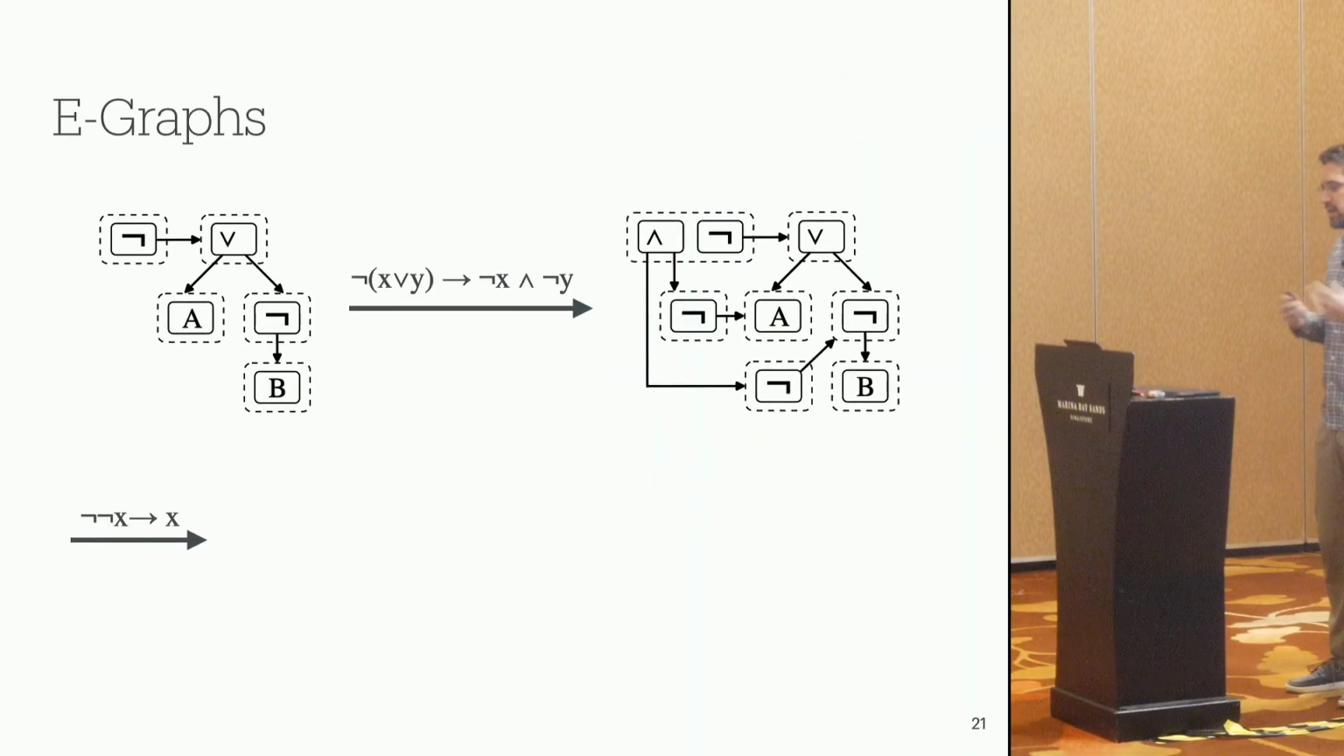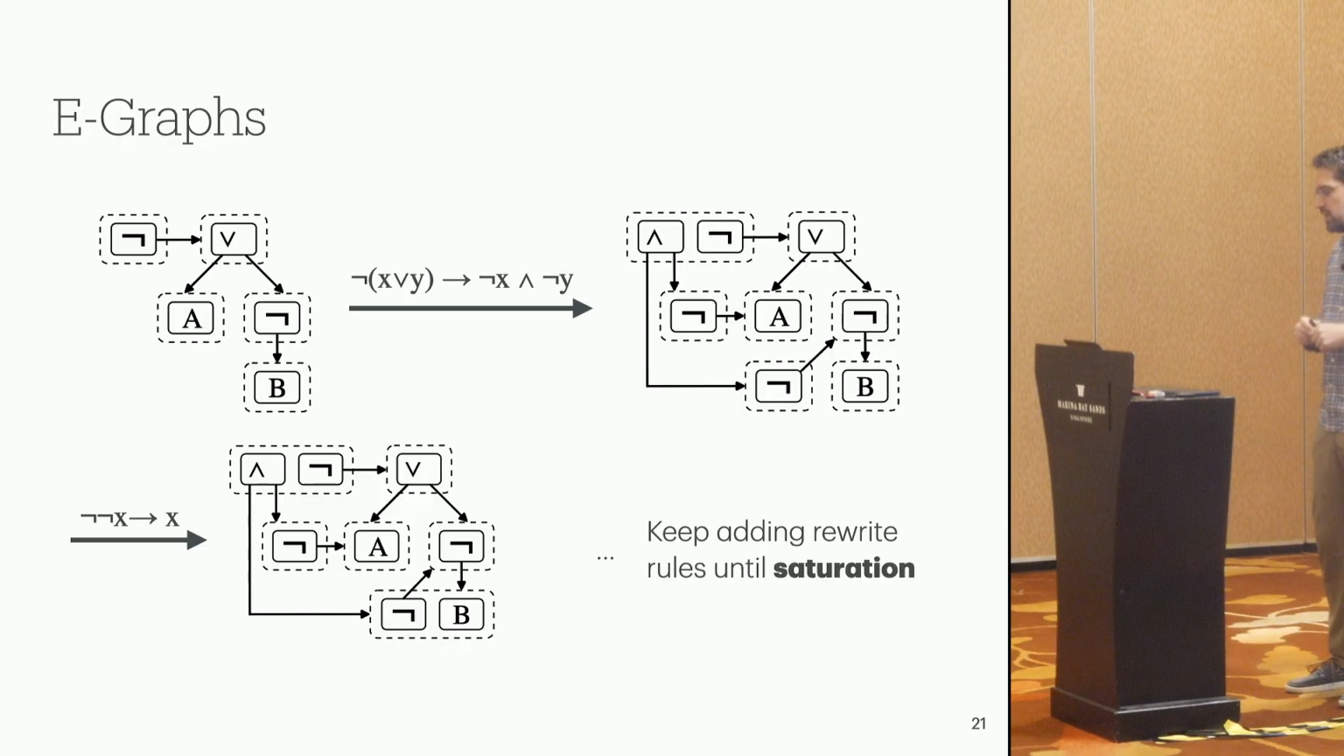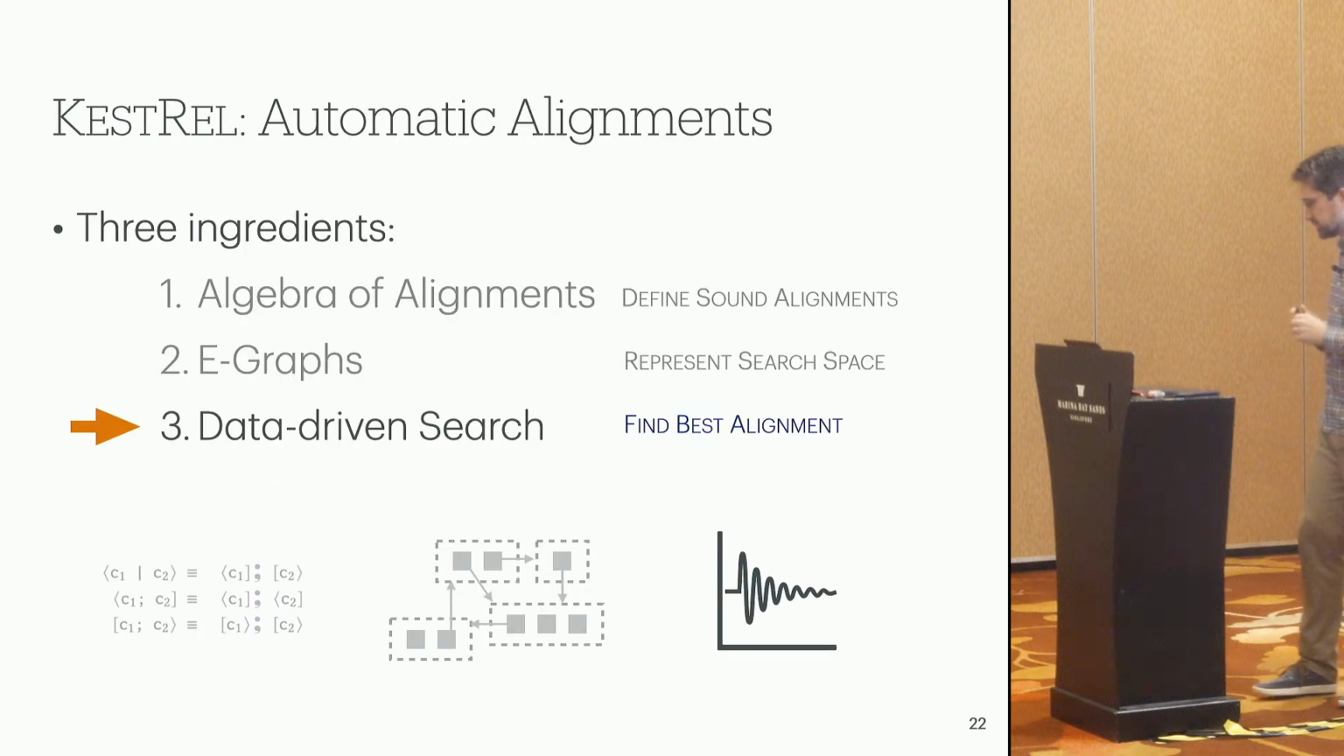And I can keep adding rewrite rules to the egraph, and the egraph relationships and choices will get bigger until at some point I'll hit some saturation where there aren't any more productive rewrite rules to add into the graph. And then my egraph is representing my space of possible rewrites.